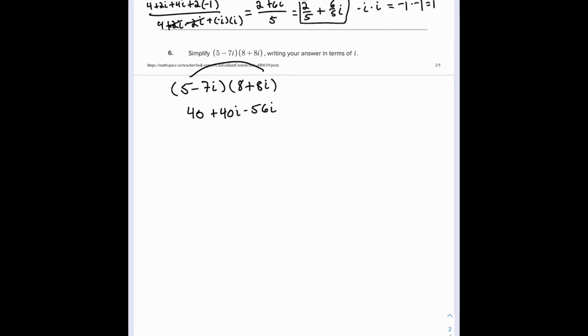Then we have minus 7i times plus 8i. That gives us minus 56i squared. Okay, remember i squared is the same as negative 1, so that's the same as negative 56 times negative 1. So combining like terms, 40 minus 56, negative 16i, and then 40 plus 56 is 96. So this is our answer.